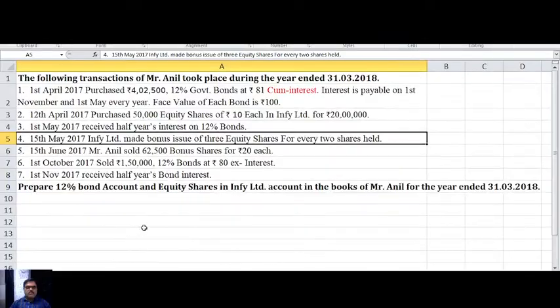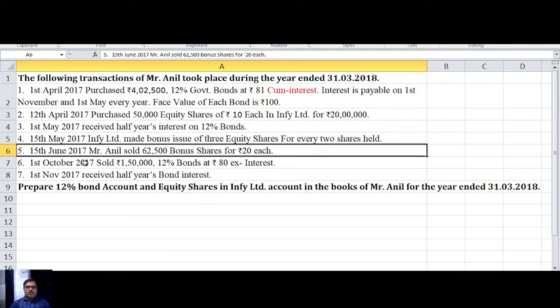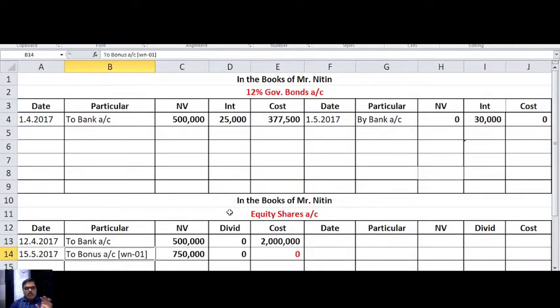Chalo, now next. Now on 15 June 2017, Mr. Anil sold 62,500 bonus shares for rupees 20 each. Now whatever the bonus he got, for that cost is what? Nil. And he sold that 62,500 at rupees 20. That means whatever that he is going to get at 20 rupees per share is what? Profit. So there is no need of calculation of weighted average cost.